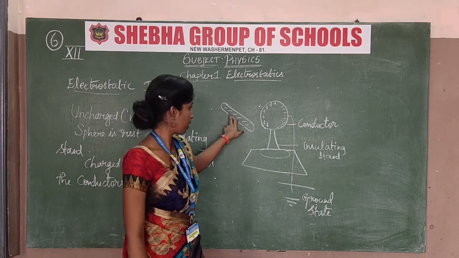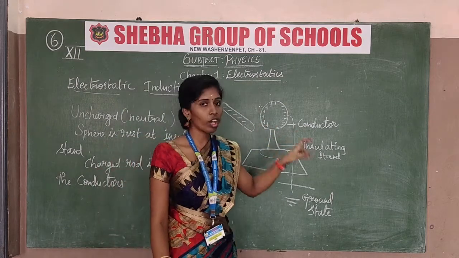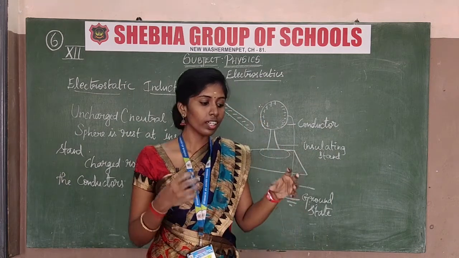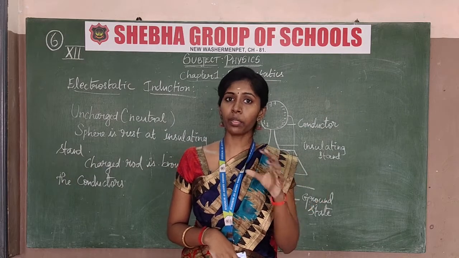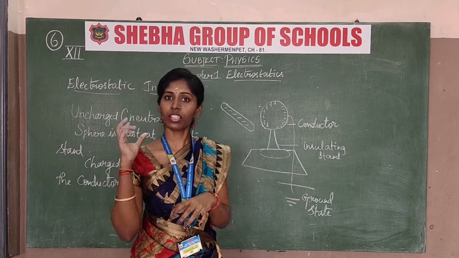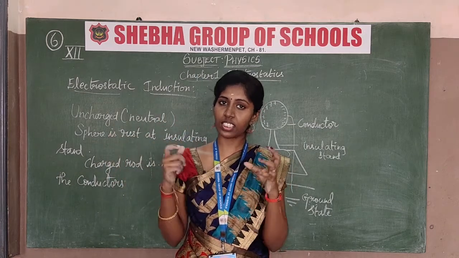So when it is nearby, it will be attracted, because we have taken a negative rod. When it is brought near the metallic sphere, the sphere is charged positively, and the metal rod has negative charges. So these two metals attract each other.